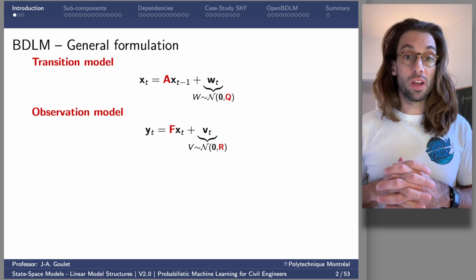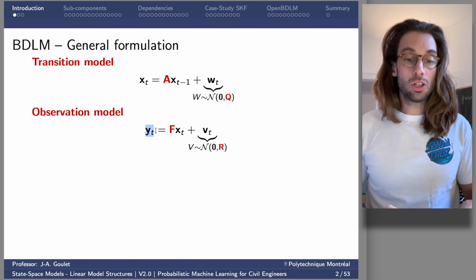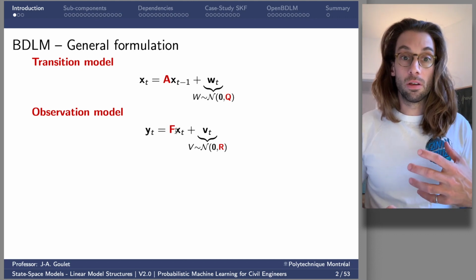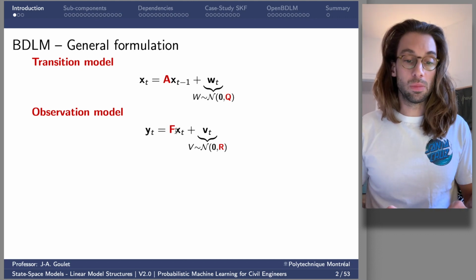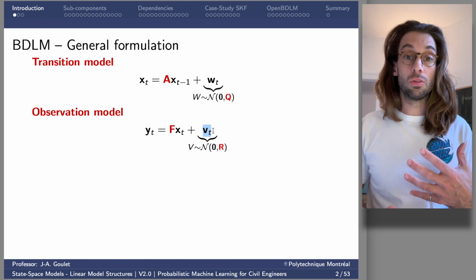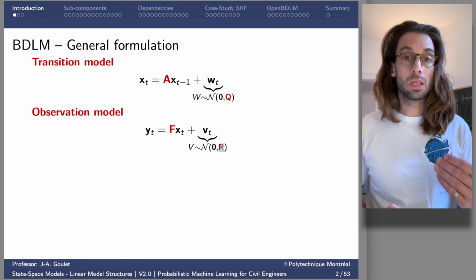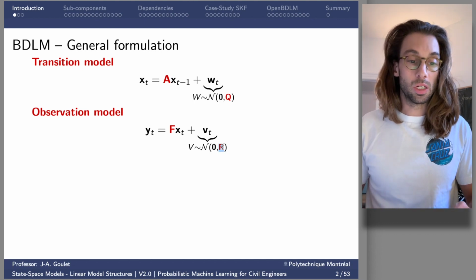Then we also have an observation model. For our observation model, we say that y_t, our actual observations, are equal to F, an observation matrix, times x_t, where x_t is the vector of hidden state variables at time t, plus v_t. v_t are observation errors, which are assumed to be a realization from a Gaussian random variable with, again, zero mean and covariance matrix R. In most cases, keep in mind, R is going to be a diagonal matrix.